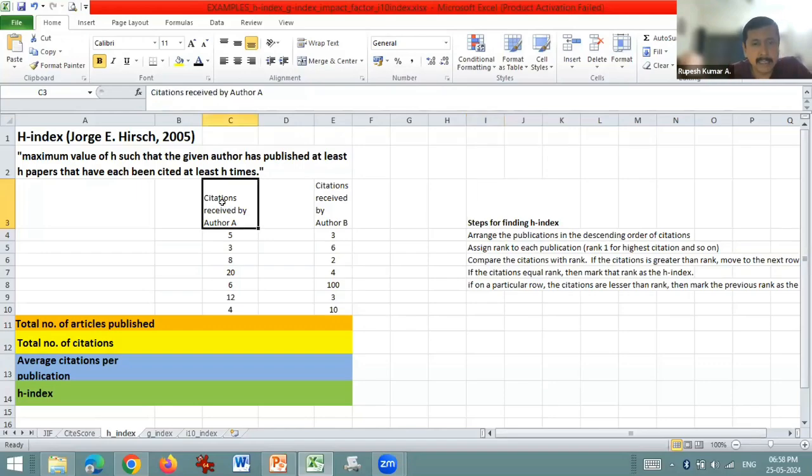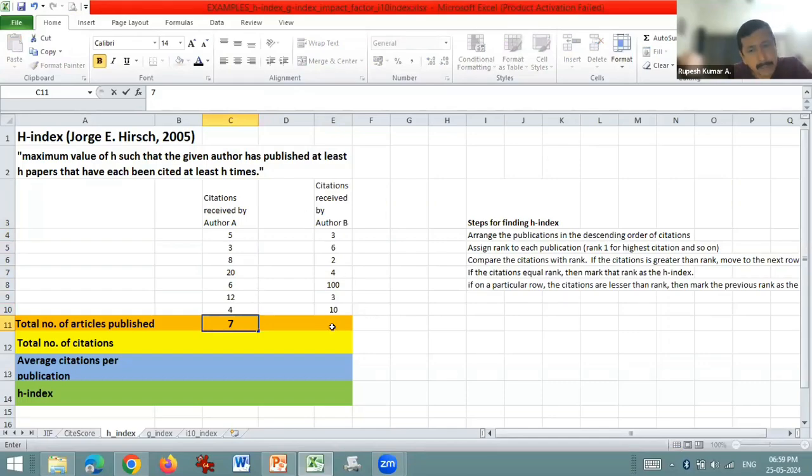So I have here with me citations received by author A and citations received by author B for their publications. Let us count the number of publications. Article 1 has earned 5 citations. Article 2, 3 citations. Article 3, 8. Article 4, 20. Article 5, 6. Article 6, 12. Article 7, 4. It means that author A has published 7 papers. Author B also has published 7 papers, as you can see.